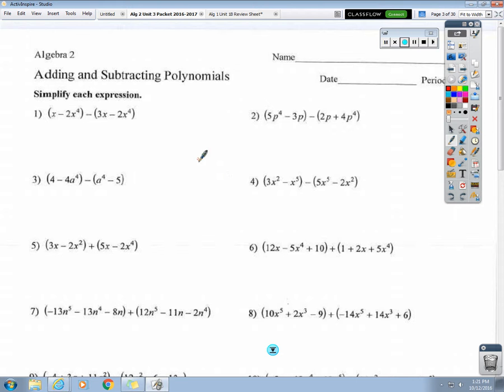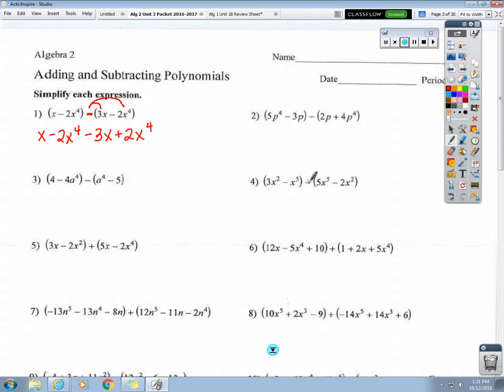The same rule applies. Whenever it's subtraction, that minus sign belongs to everything in the parentheses that comes after it. So it belongs to the 3x and it belongs to the negative 2x to the 4th. It does not affect the x minus 2x to the 4th. Okay? It will make the 3x minus 3x and it will make the negative 2x to the 4th positive 2x to the 4th. Does everybody understand that?